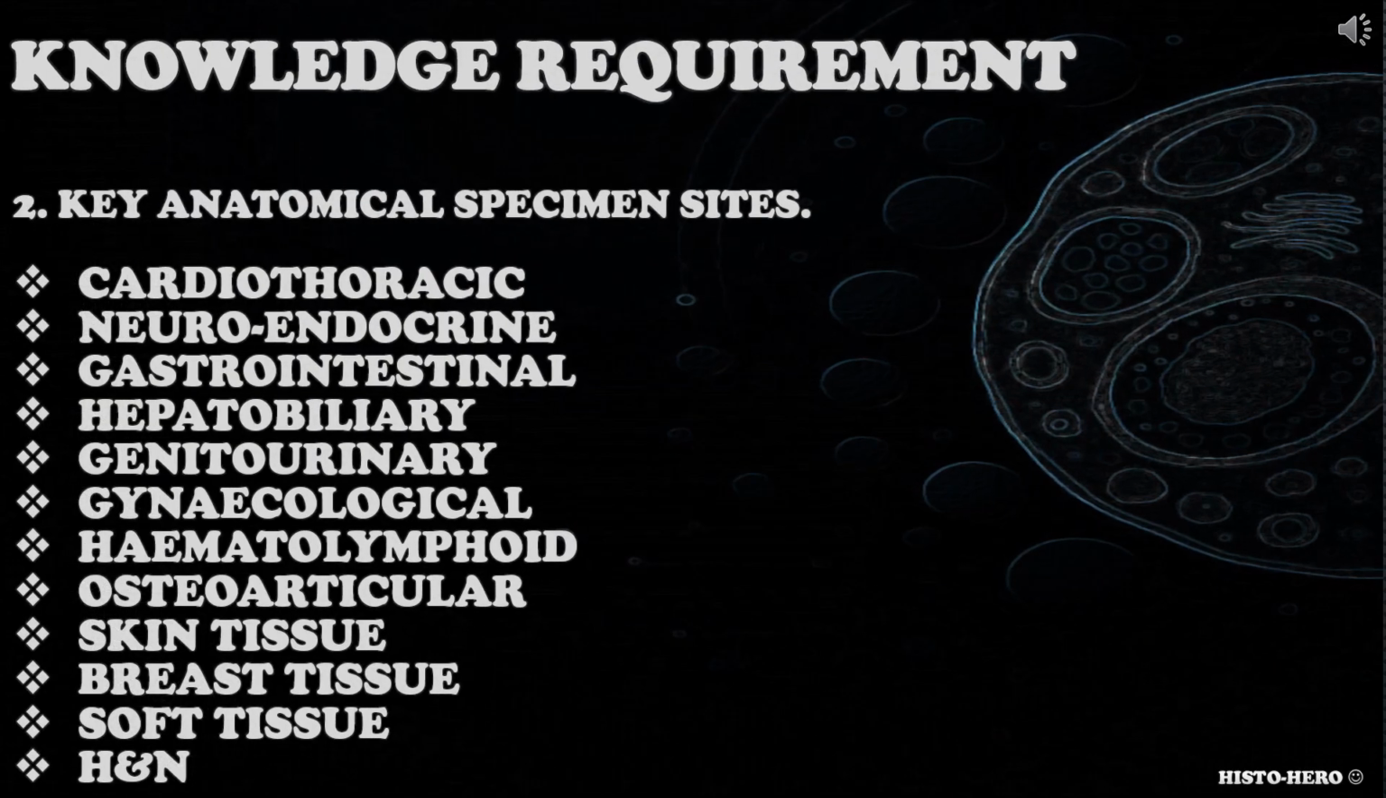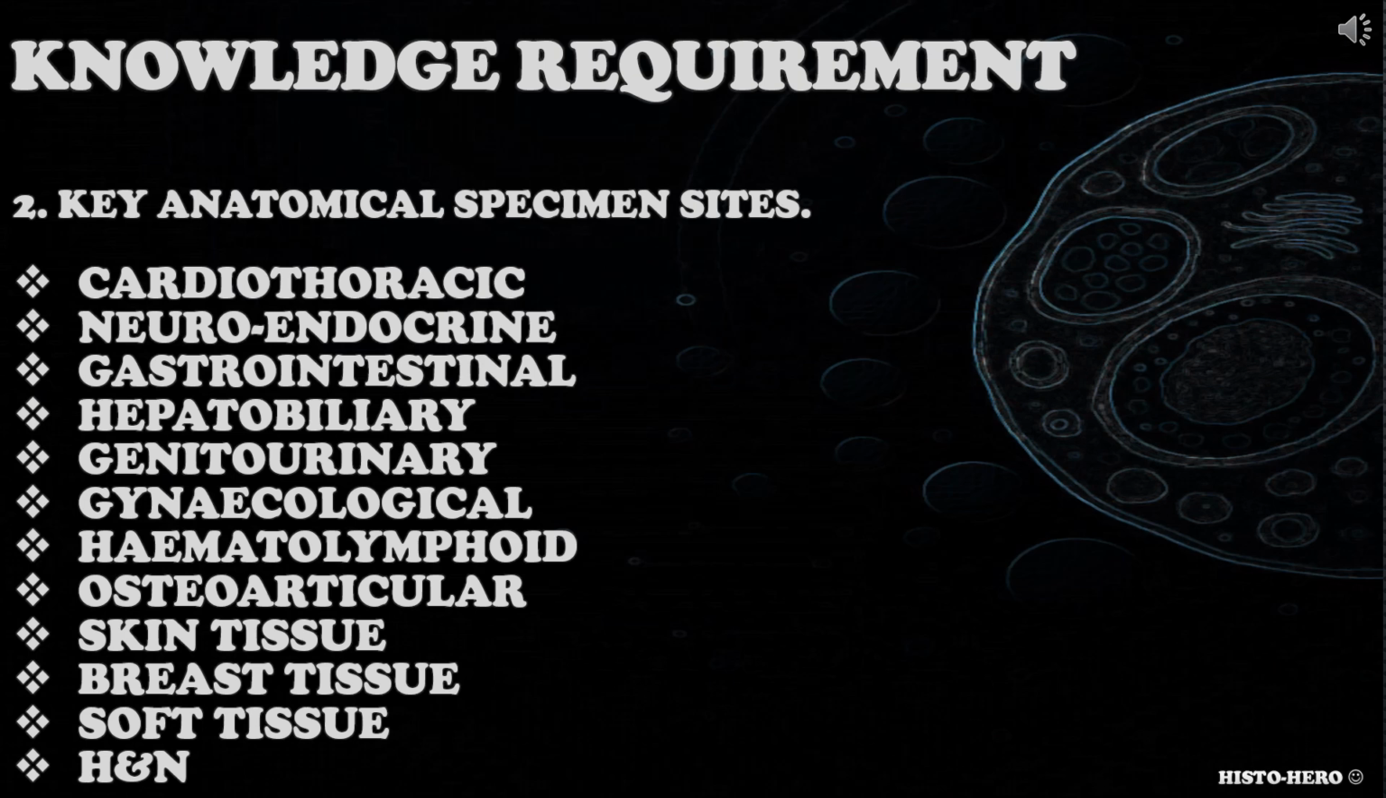The second knowledge requirement is key anatomical specimen sites. Candidates should know the key anatomical specimen sites. You could ask them to name anatomical specimen sites and name types of specimens that are received in your lab from those sites. When addressing this knowledge requirement, candidates should consider anatomical sites like cardiothoracic, neuroendocrine, GI, or osteoarticular.